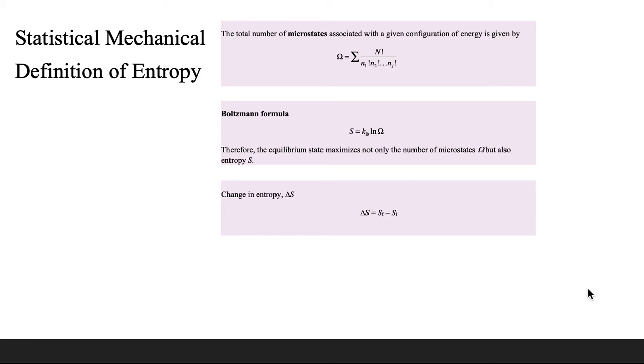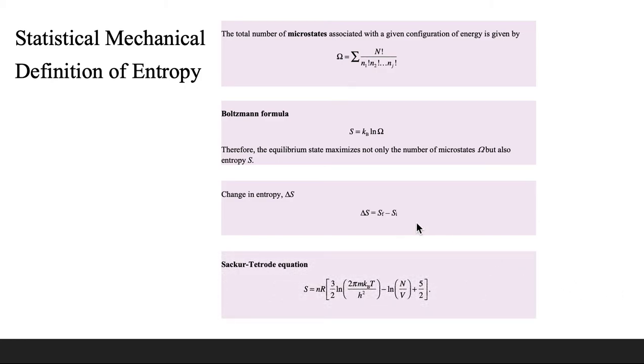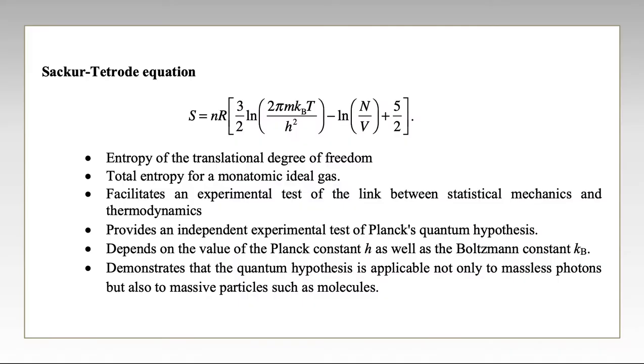For any gas, the Sackur-Tetrode equation gives us an analytical expression for the entropy of the translational degree of freedom, which is also the total entropy for a monatomic ideal gas. Otto Sackur and Hugo Tetrode proposed this equation independently in 1912. Interestingly, Hugo Tetrode was only 17 at the time he did this.